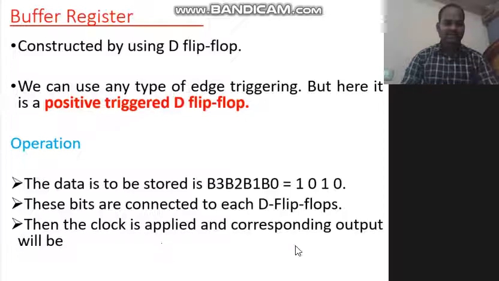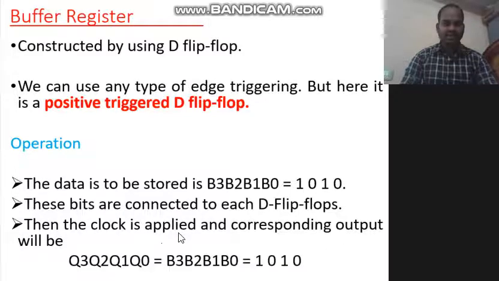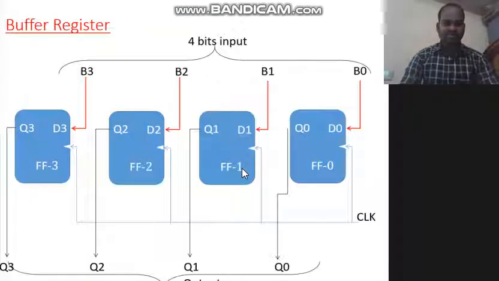Then the clock pulse is applied and the corresponding output will be Q0, Q1, Q2, Q3 equal to B0, B1, B2, B3 equal to 0101. That means B0 output is Q0, B1 output is Q1, B2 output is Q2, B3 output is Q3. So the Q0 data is 0, Q1 data is 1, Q2 data is 0, Q3 data is 1. The same data appears in the output after some time, so this register is called a buffer register. The diagram for this buffer register is like this.